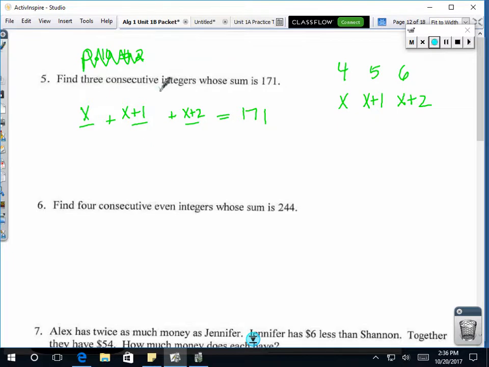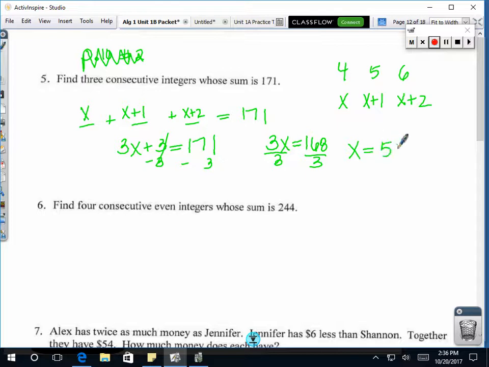So now I combine my like terms. 1x plus 1x plus 1x is 3x. 1 plus 2 is 3. And that equals 171. Now what do I do? And so 3x equals, and then divide by 3, and you get 56.